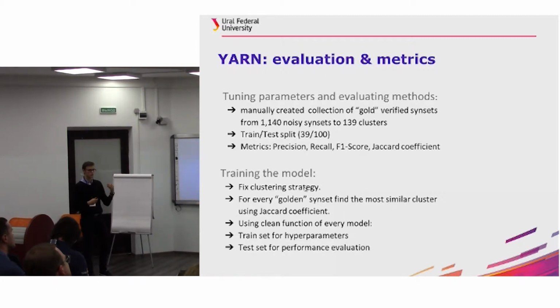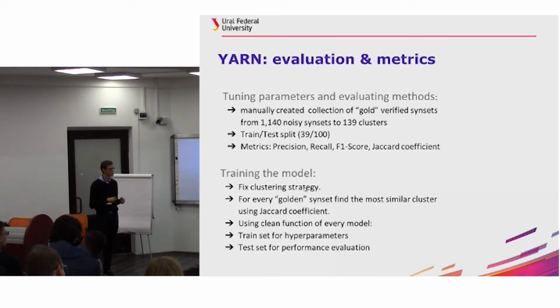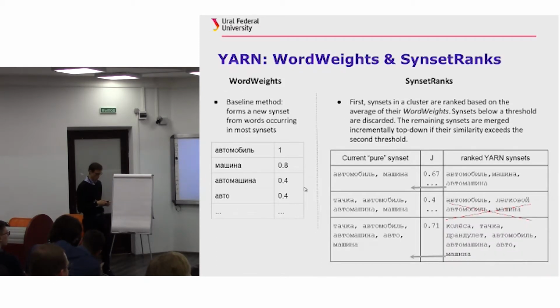Then, for every golden synset, we search for the closest cluster from this collection in terms of the Jaccard coefficient, then apply the cleaning function of each model and compare the generated result with the golden standard using different methods. We use the training set to define the best parameters and the test set to evaluate the performance. Now we are ready to discuss the models.